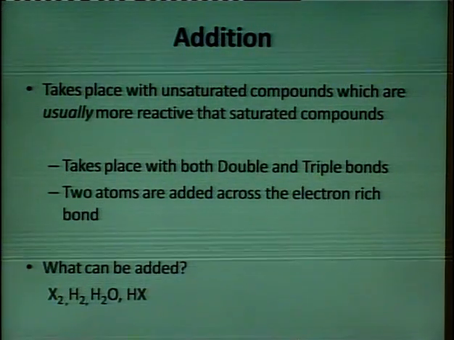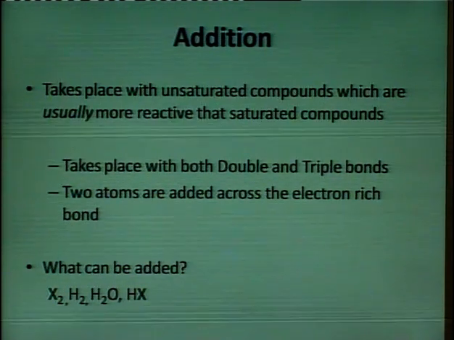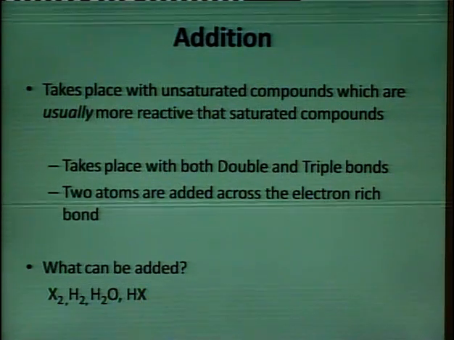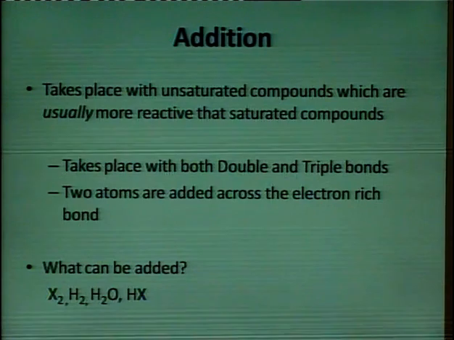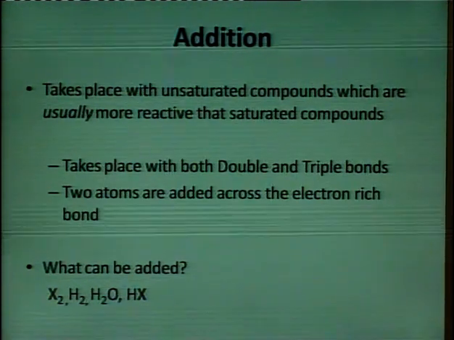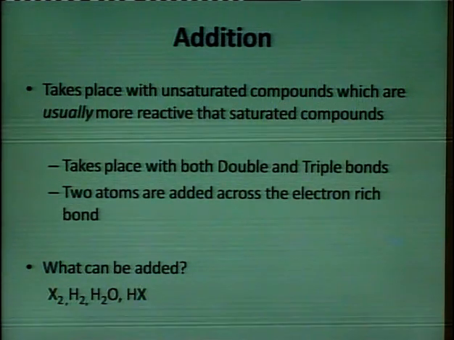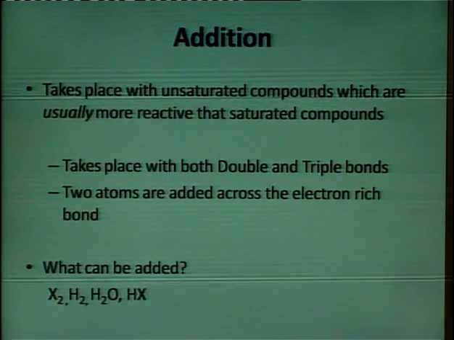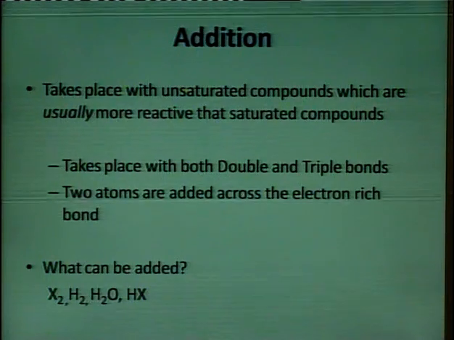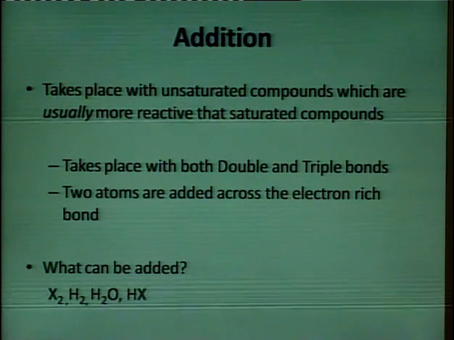The next example of an organic reaction is addition reactions. Addition reactions take place with unsaturated compounds. So, what are unsaturated compounds? The compounds which have double or triple bonds. In those reactions, addition of water or halogens or hydrogens can take place.